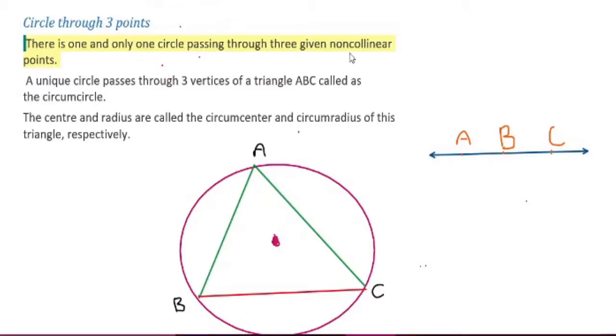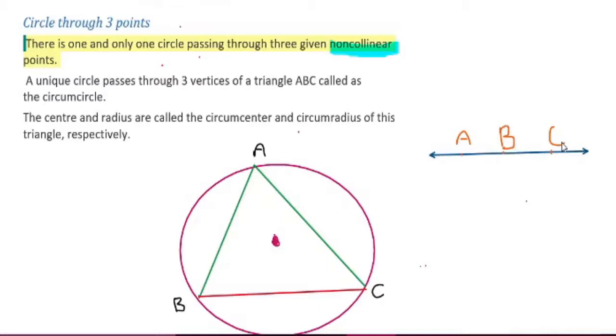given non-collinear points. So here it is given 3 non-collinear points. First we have to understand what is meant by non-collinear points. So here you can see a line. These 3 points A, B, C are on the line. So these 3 points are called collinear points. Collinear points mean the points which lie on the same line.